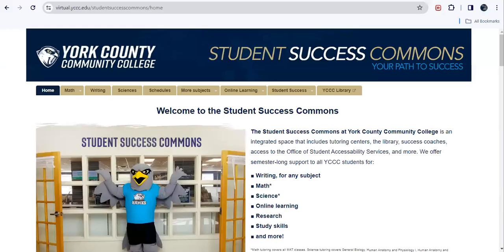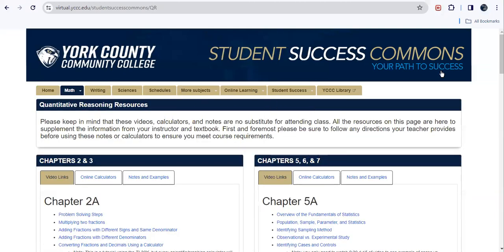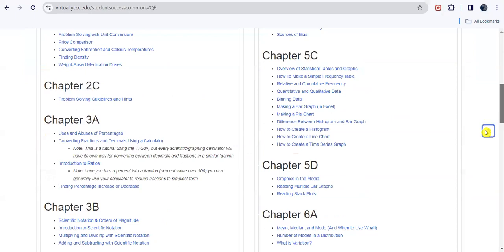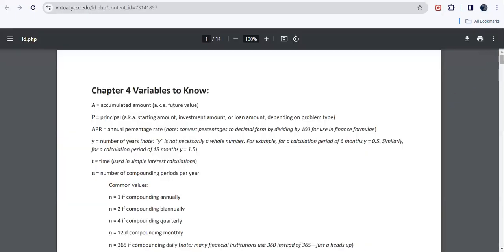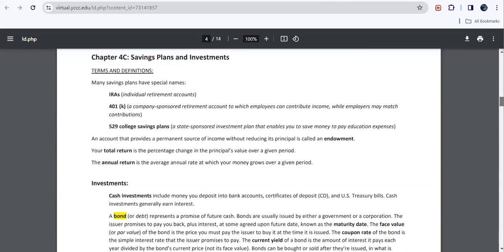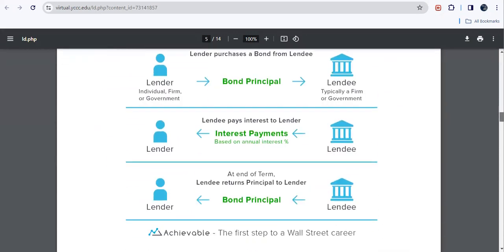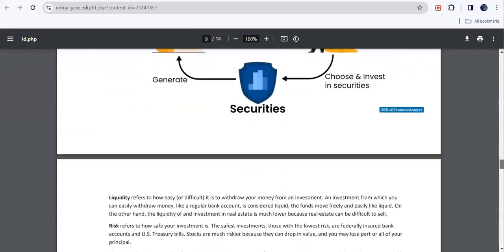So if you don't already have the formulas, the link to the QR section of the SSC's website will be in the description. We've got all the chapter 4 formulas, definitions, all this good stuff here. And we have a savings account, so I'm thinking we're in chapter 4. See? That's my keyword, savings. There's a lot of useful information here.